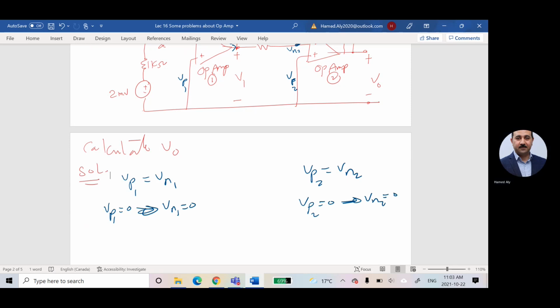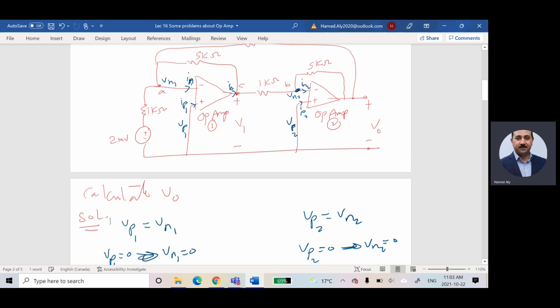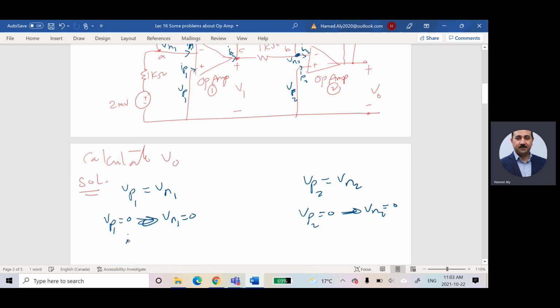Now, I will define this current, which is IN1, and this is IP1. And this guy is IN2, and this guy is IP2. Also, I can say that IP1 is equal to IN1 is equal to 0, and IP2 is equal to IN2 is equal to 0.